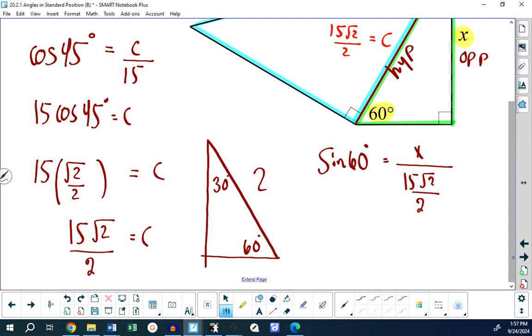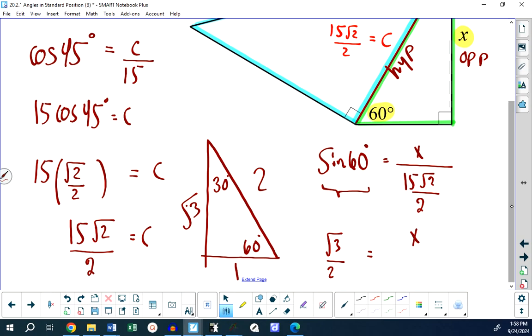Hopefully, you would remember, well, if I reflect that horizontally, that makes this 1, because I would get an equilateral triangle. And then you might even go, oh yeah, this is the one with the root 3. And it always will be. The 30-60 triangle will always have a root 3 in there. So what is sine of 60? Opposite, which is root 3, over hypotenuse, which is 2. So we can put in for sine of 60, root 3 over 2.